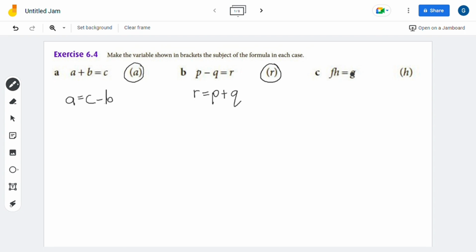And for this question here, fh equals g. Okay, so fh equals g basically means f times h equals g. So to make h the subject of the formula, it is g over f, g divide f.